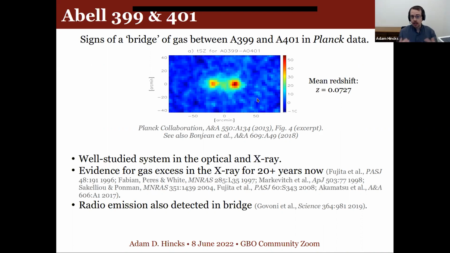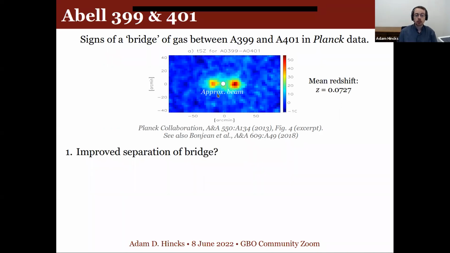So this is a really neat laboratory for studying this phase of the gas in our universe. And there are a couple of things that can be improved upon the Planck observation. The first drawback to the Planck data is the low resolution. So I've put the approximate beam size here. And you can see that really Planck only had maybe 3 beams worth of information from this bridge region. And so the question is, can we go to higher resolution and get a better separation of this bridge region from the clusters and really nail this detection?